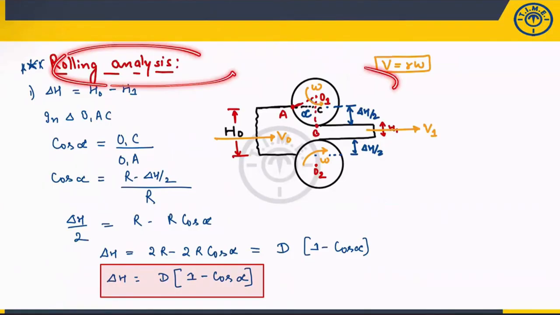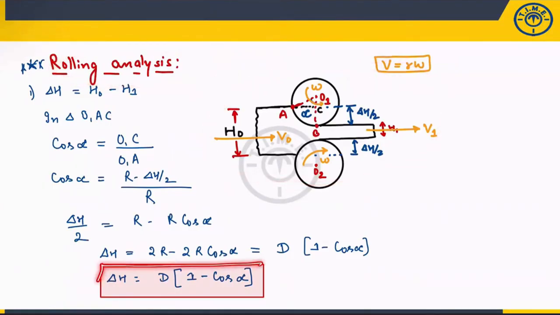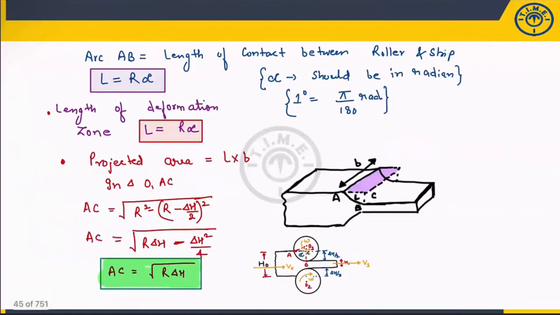The rolling analysis, these things I have already discussed. Once you apply this, you get one important result: the reduction in thickness, delta H, is equal to D into 1 minus cos of alpha. You just construct a triangle, and applying the geometry in triangle O1AC, you get delta H equal to D into 1 minus cos alpha. I have summarized all these things in a single slide. I will show you the final results.